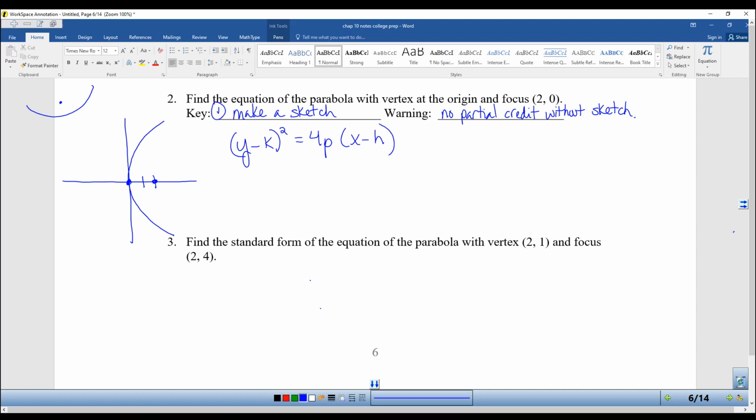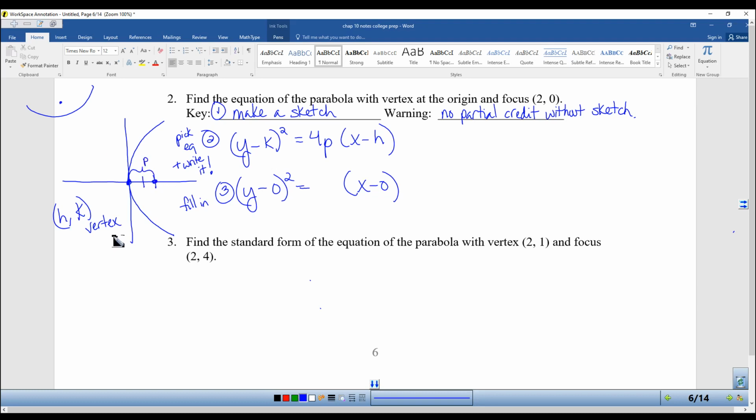So step 1, make the sketch. Step 2, pick the equation and write it. Don't try and fill it in right away. Write it. That way, again, if you're looking for partial credit, I can say, well, they picked the right formula. And then step 3, fill it in. Remember that h comma k is your vertex. So ours is 0, 0. And then p is this distance right here.